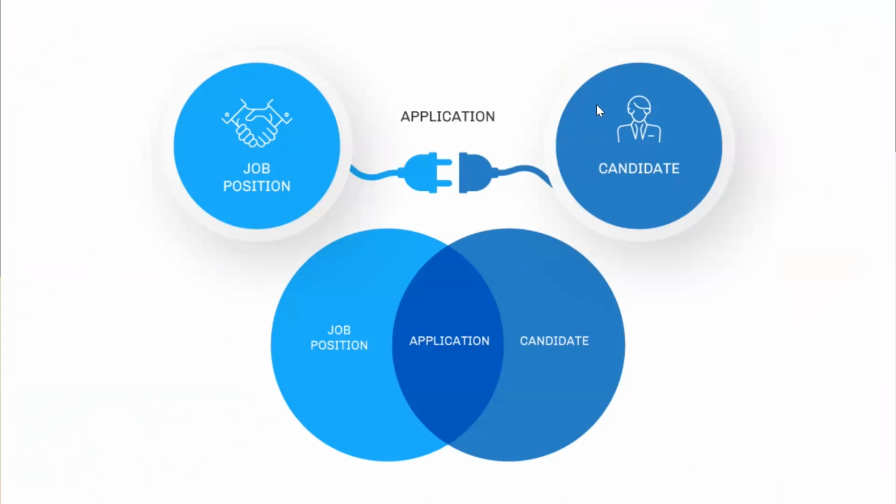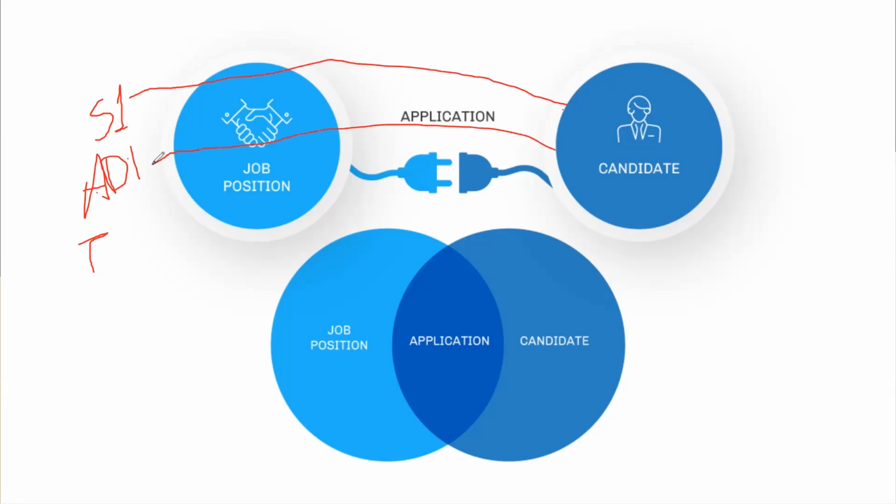Suppose there is a job for software engineer 1, or app dev engineer 1, or just a tester. Now, these are the available jobs. This candidate will have the skills for the software engineer 1 post, the application developer 1 post, and then the tester post. So he can apply for the 3 applications.